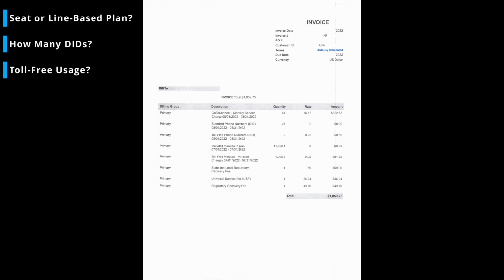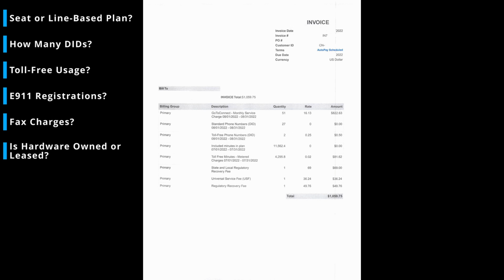How is it being sold? On a seat basis or a line basis? How many DIDs? Is there any toll-free usage? E911 registrations? Is there any faxing? Is the hardware owned or leased? Let's keep those goals in the back of our mind as we scroll through the phone bill here.